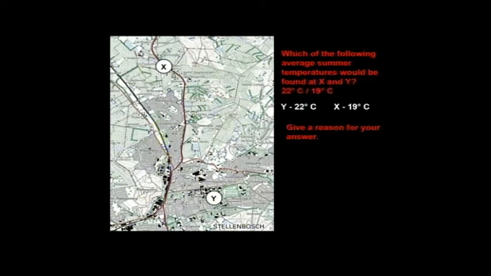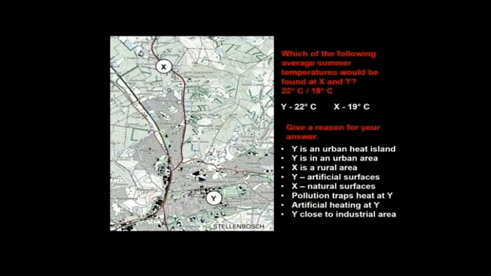As I've said, the urban areas are warmer than the rural areas. What are the reasons? Why is Y an urban heat island? Why is Y in an urban area and X in a rural area? What do we get there? Artificial surfaces, pollution traps heat and so forth, artificial heating.